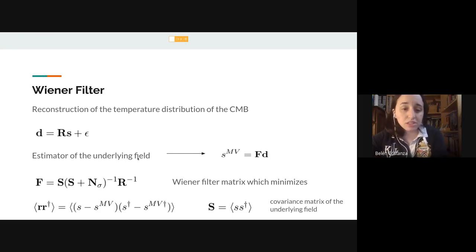So we want an estimator of the underlying field which is a linear combination of the data, because mathematically the application of a filter to the data is a convolution. Minimizing the residual between the Wiener filter estimator and other realizations of the field gives the matrix F equal to this, where S is the covariance matrix of the underlying field, and the matrix N is the covariance matrix of the noise. So this is the Wiener filter estimator.